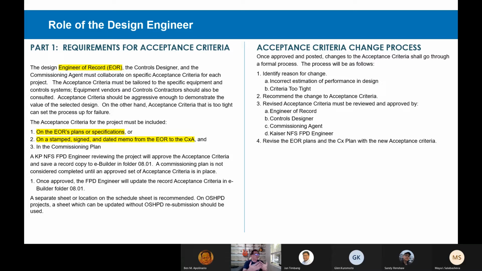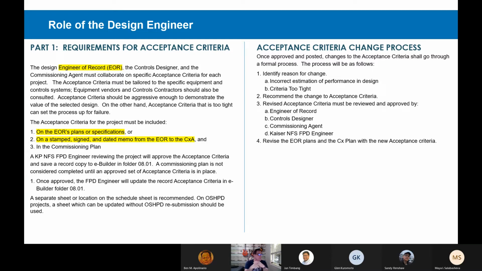So to talk about the role of the designer, we've been doing these acceptance criteria for a couple of years, and we actually have a template that many of you have seen. We've used our commissioning agent for acceptance criteria, but we've come to realize, particularly in the last year, that the acceptance criteria have to be done by the design engineer. Nobody but the engineer of record can own these.